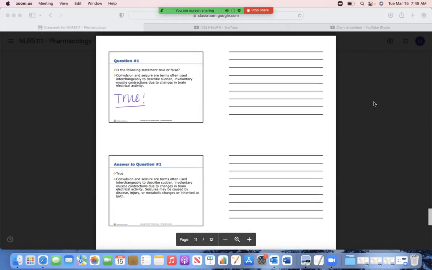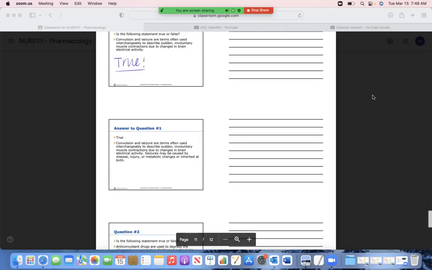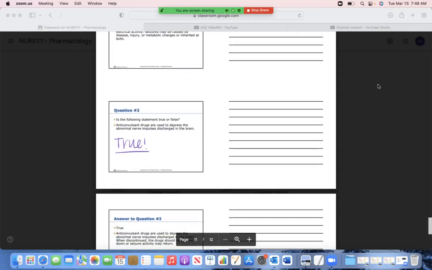Okay, here's our questions. Convulsion and seizure are terms often used interchangeably to describe sudden involuntary muscle contractions due to changes in brain electrical activity. This is true, but technically seizures are the electrical disruption and convulsion is the muscular contraction. Seizures can be caused by disease, injury, or metabolic changes. They also can be just inherited, congenital.